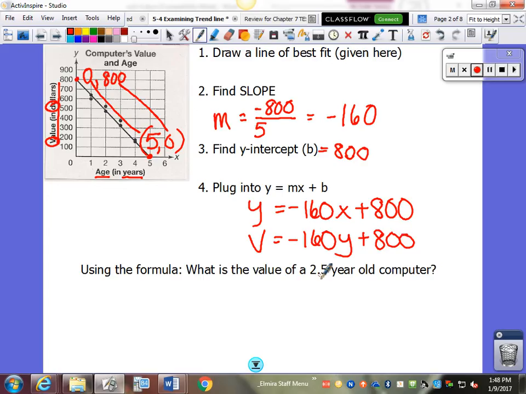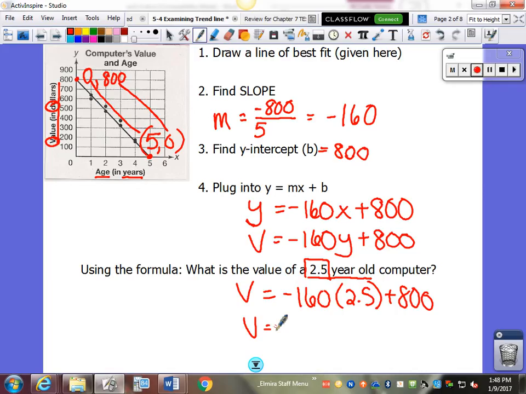What is the value of a 2.5-year-old computer? Our job right now is to take 2.5 and sub it in for one of the letters. How do you know which letter to sub in for? If 2.5 represents years and this letter y represents years, you got it. This y up here in the first row does not stand for years, it stands for y-axis. So V for value, the value of the computer is negative 160 times 2.5 plus 800. If I put that in my calculator, I get that the value will be $400.